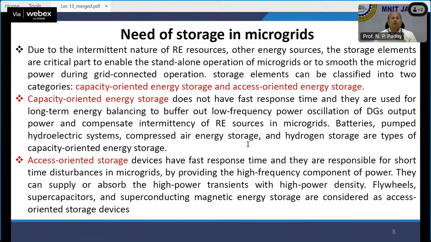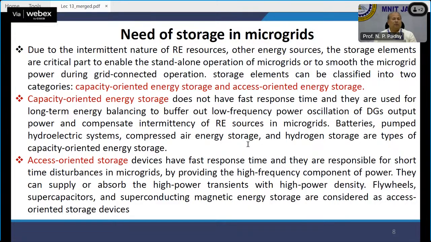Capacity-oriented energy storage does not have fast response time, and is used for long-term energy balancing to buffer out low-frequency power oscillation of distributed generation output power and compensate intermittency of renewable energy sources in the microgrids. Batteries, pumped hydroelectric, compressed air energy storage, and hydrogen storage are the types of capacity-oriented energy storage.